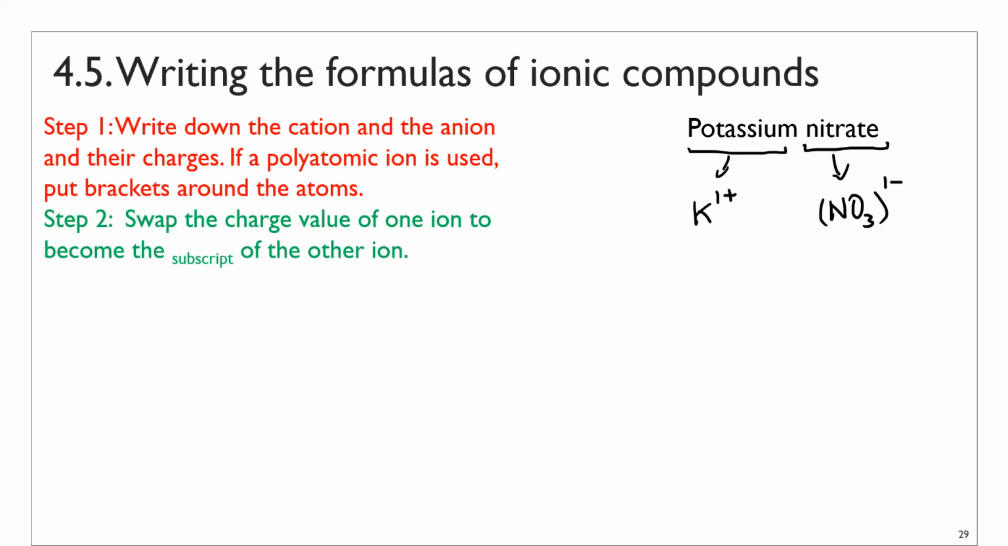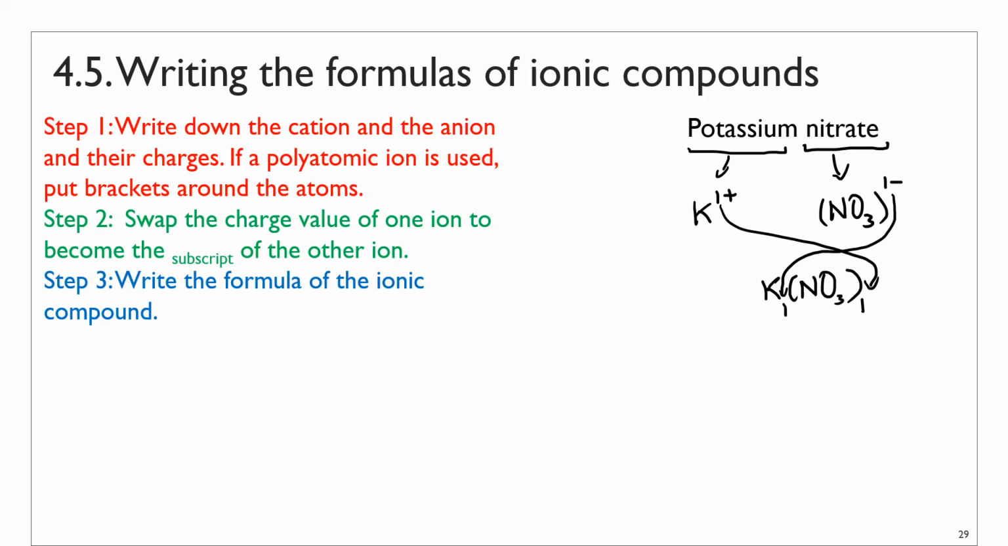So step two is to swap the charge value of one ion to become the subscript of the other ion. So the actual formula is going to consist of K and NO3. What I'm going to do is I'm just going to put this one here. So the charge of one ion becomes the subscript of the other ion. Well, you can just use logic and you probably can get to the same answer. In this case, it's very simple because they both have the same numerical value of 1. So it's just K1, NO3 1.